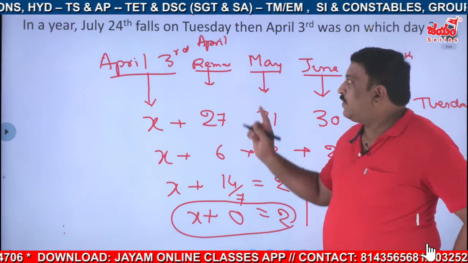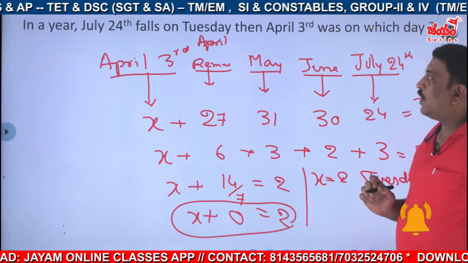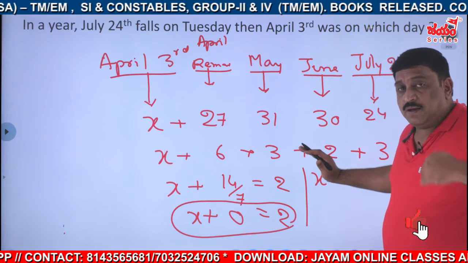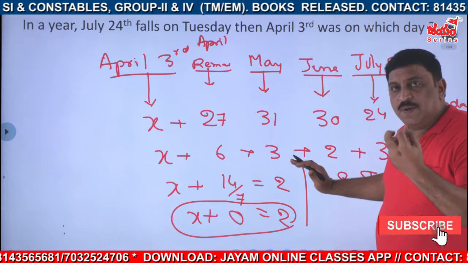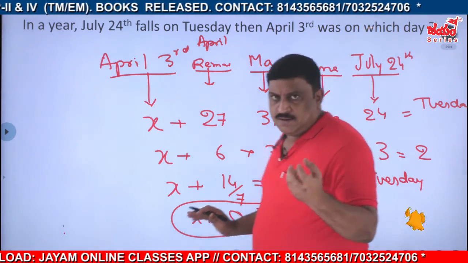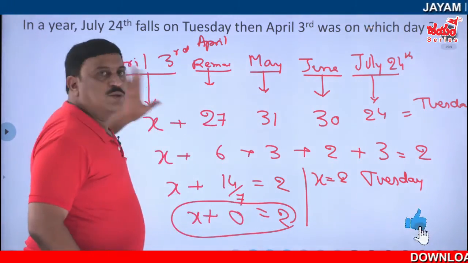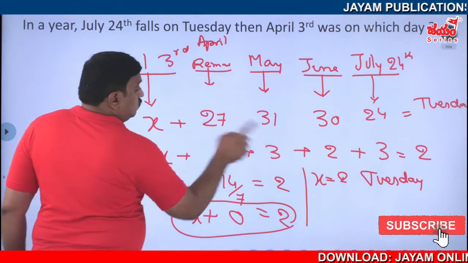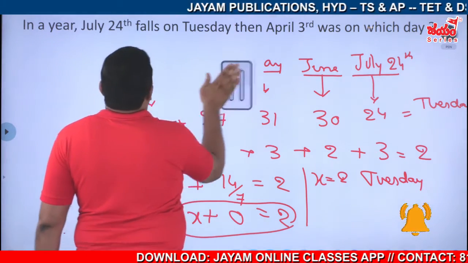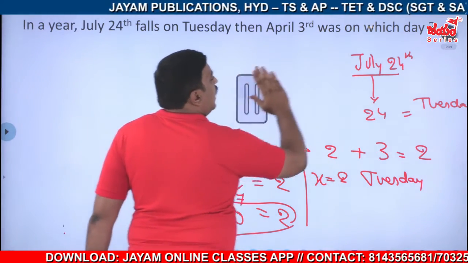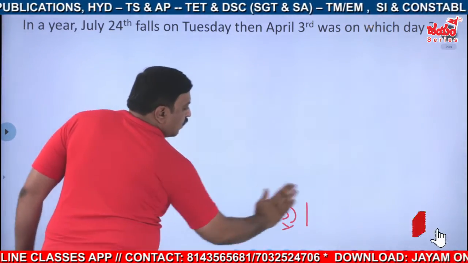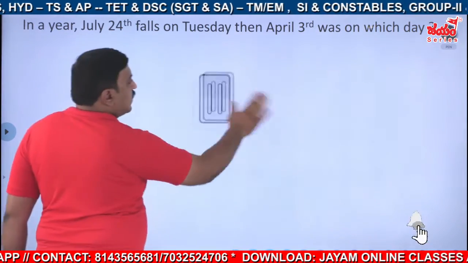You see, the previous question: in a year, July 24th falls on Tuesday, April 3rd was on which day? How the shortcut, how the concept will be more precise and concise once you learn all the basic concepts. See, this is the procedural way. Now, what is the answer you got? Tuesday for this one. But observe this one, just open your calendar, in your cell phones or wherever it is, in your home, you will find the calendar. Just open.